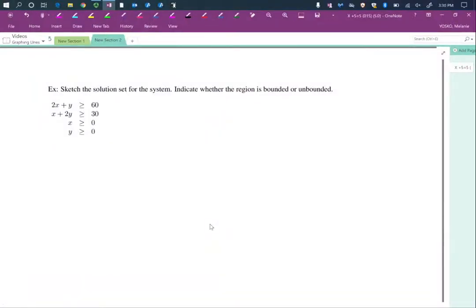Sketch the solution set for the system. Indicate whether the region is bounded or unbounded. Okay, so we're going to go a little faster this time.